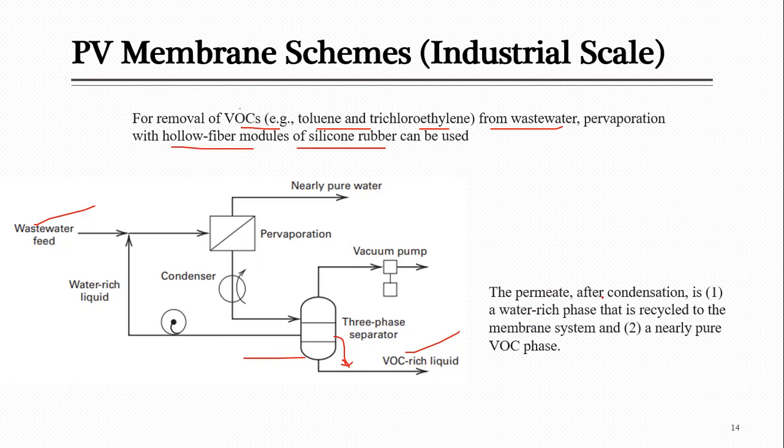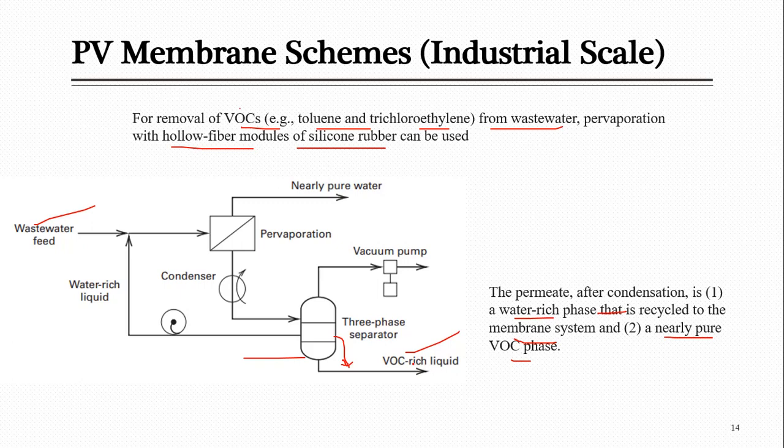So here the permeate which passes through this membrane, after condensation, the water-rich phase is recycled to the membrane system. That water-rich phase contains a large amount of water and some small amount of these organics. That's the water-rich layer, and a nearly pure volatile organic chemical phase is separated from here.